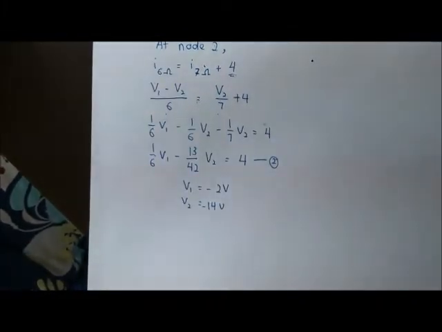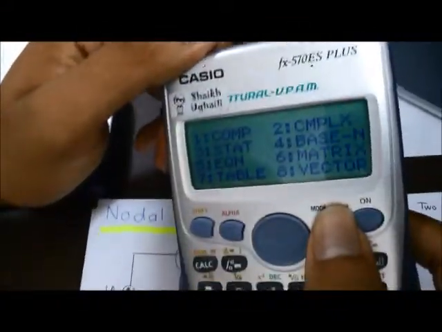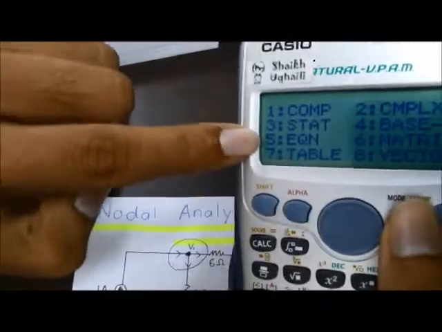So now I have these two equations, and we have to use this calculator. To do it, we just press mode, and we got this. Okay, we press 5.